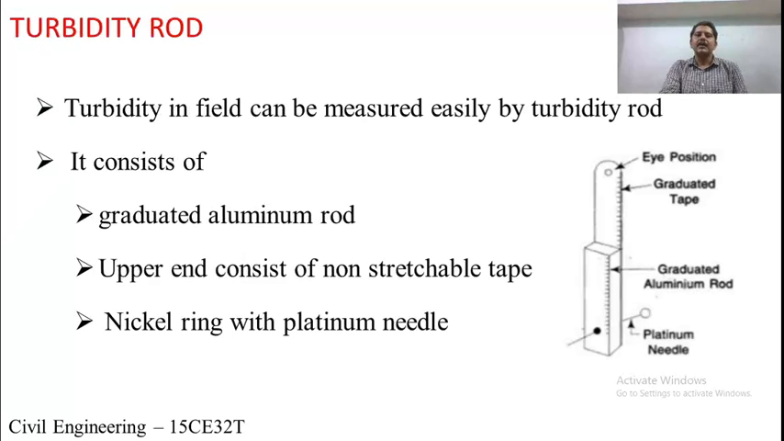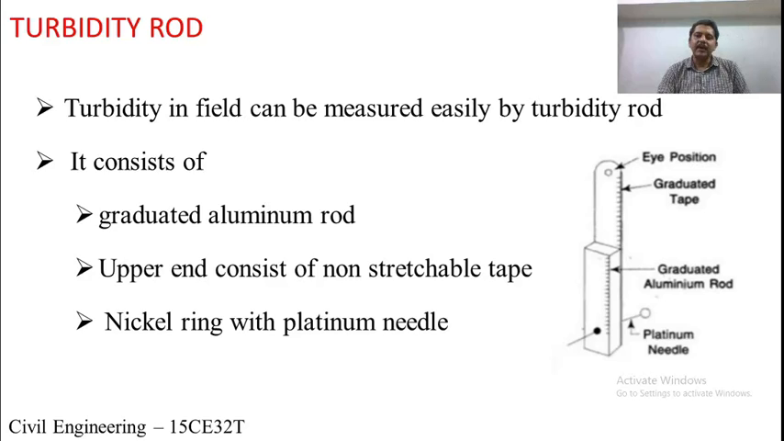As we have already discussed, turbidity offers resistance to the path of light. So these instruments are used to measure the turbidity. The first one is the turbidity rod. This turbidity rod is used to measure the turbidity in the field, so it is a field measurement. As indicated in the figure, the lower part consists of a graduated aluminum rod, that is, an aluminum rod on which the graduations, that is the measurements, are marked.